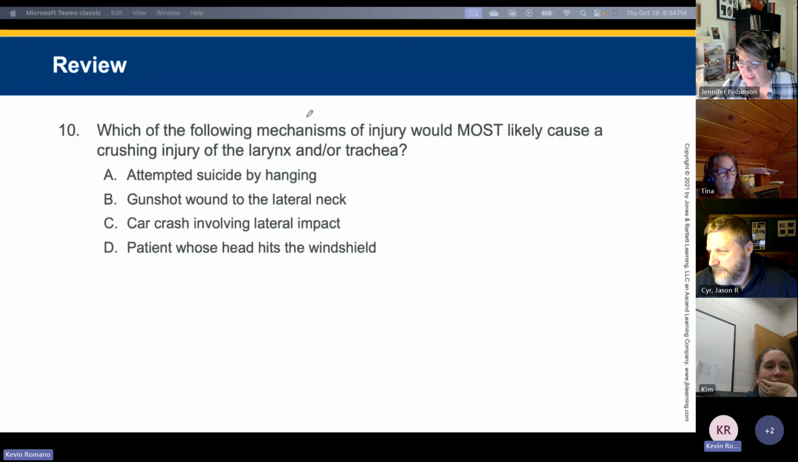Number 10, which of the following mechanisms of injury would most likely cause a crushing injury of the larynx and or trachea? A. Lots of A's.